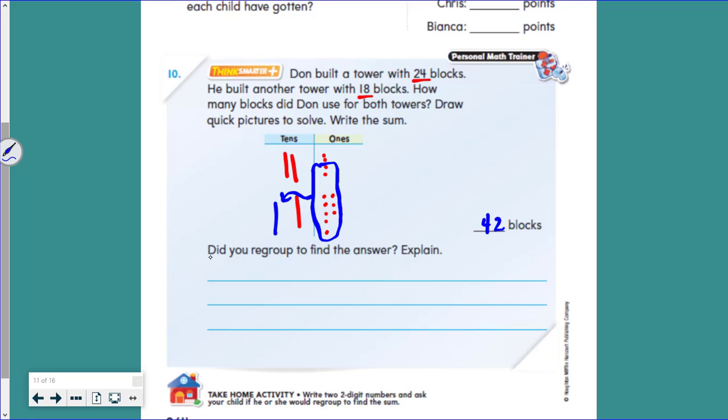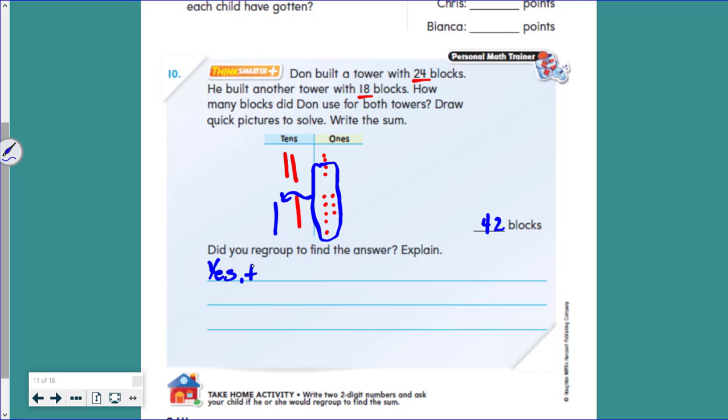All right, so it says, did you regroup to find the answer? And then it says explain. So the first thing I have to do, I have to say yes or I have to say no. And so in this case, did we regroup? Yes, we did. So write yes, capital Y, E, S, and then a comma, because now I'm going to explain. Because, like a scholar, I have to explain. Okay, so yes, I did regroup, right?